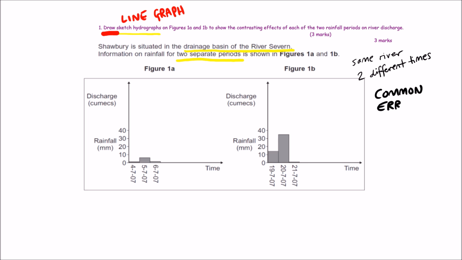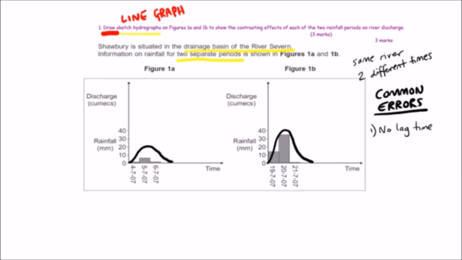Some of the common errors that people encounter when answering this question is, firstly, they don't give the river any lag time. Okay, they don't give the water any time to reach the river. So they draw something like this. So as soon as it rains, the river levels go up instantly. And we already talked about why this is not the case.